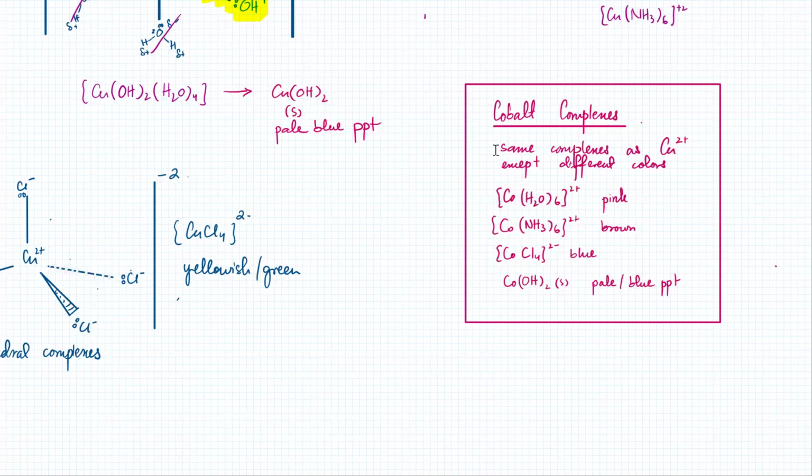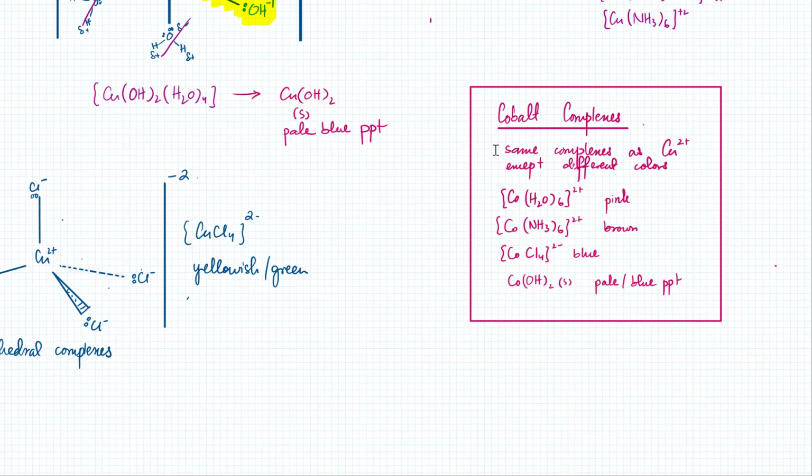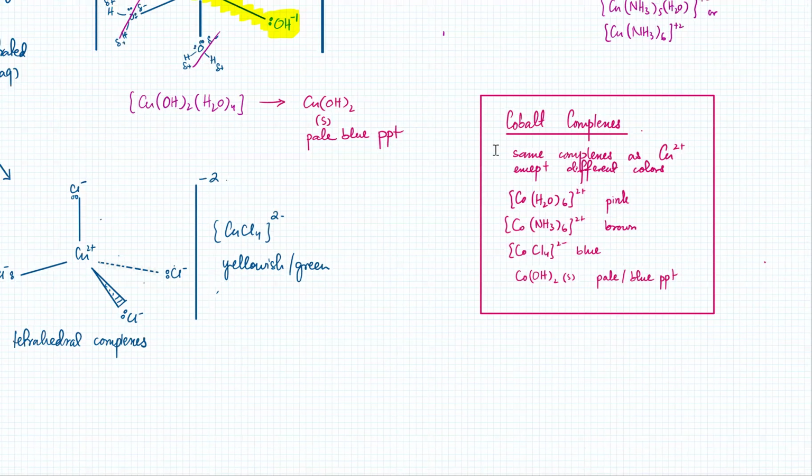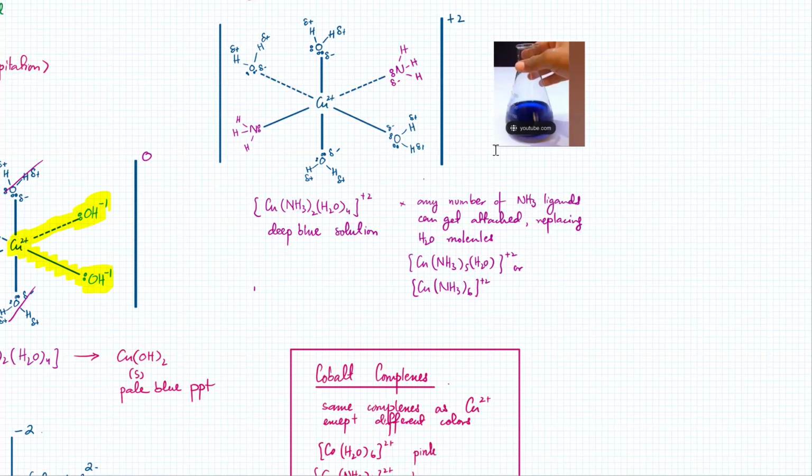Okay, is this clear? Yes, sir. And sir, if we have cobalt and ammonia six, or we have four, so the color will remain brown? No, that would pretty much be the same.